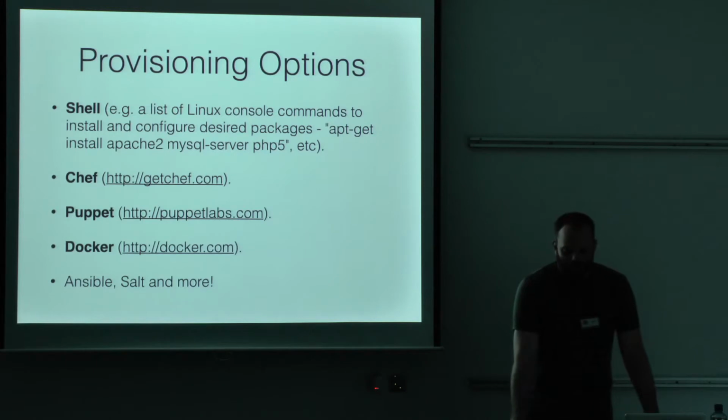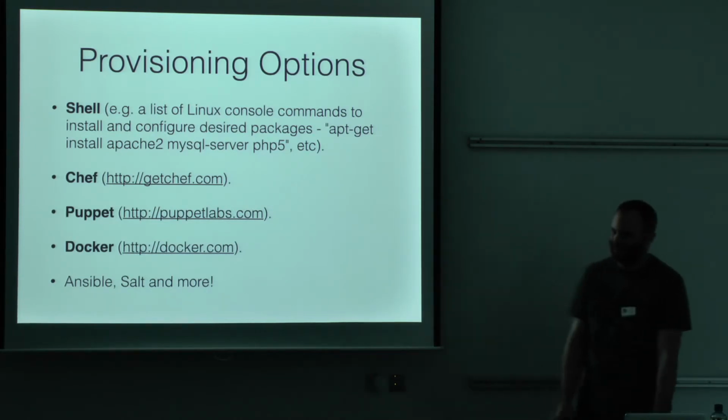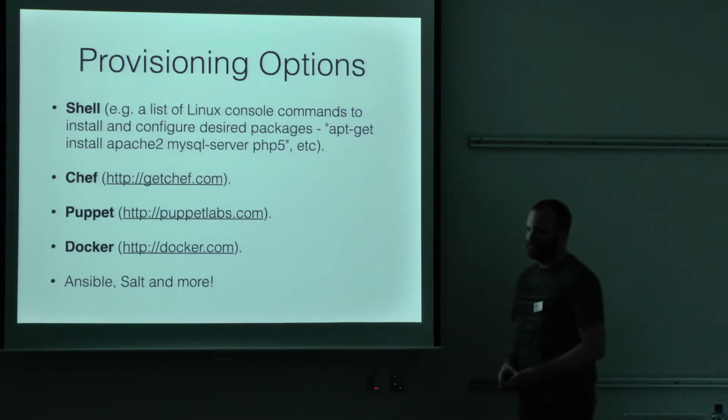Provisioning options. This is probably the key thing, the most important thing of all with Vagrant. It's all well and good selecting one of these box files, starting it up, spawning a VM, but what are you going to do with it? It needs to be configured. You need to install software packages on it.